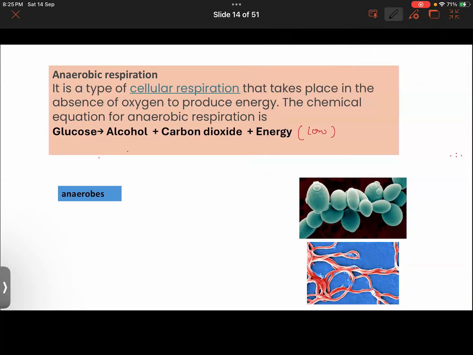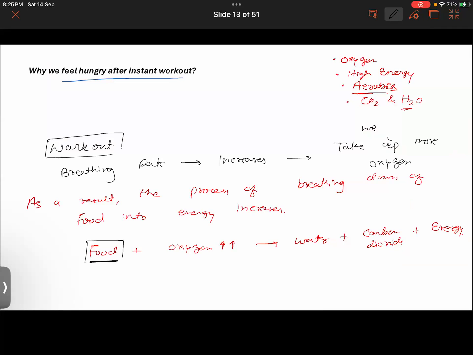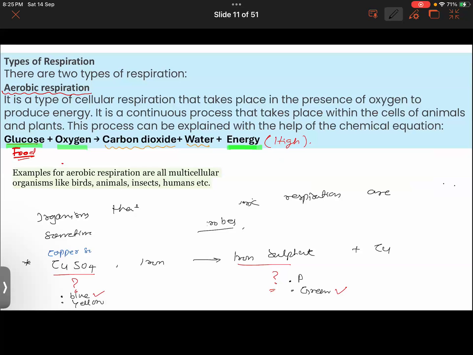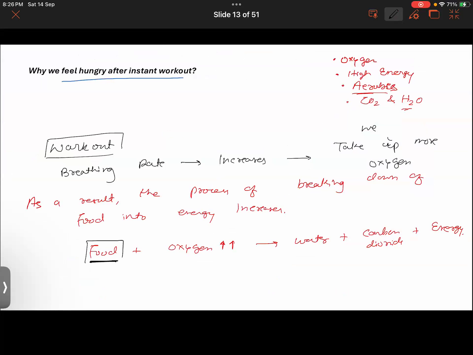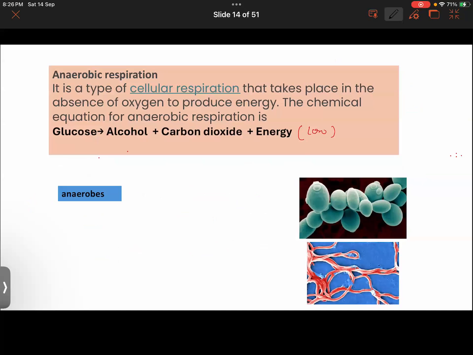So here what happens, the glucose is converted into alcohol, carbon dioxide, and energy. But earlier in the case of aerobic respiration, what we have seen is that glucose, when it reacts with oxygen, is converted into carbon dioxide, water, and energy. Alcohol was not formed in aerobic respiration, but in anaerobic respiration, glucose is converted into alcohol, carbon dioxide, and energy. That is one thing.